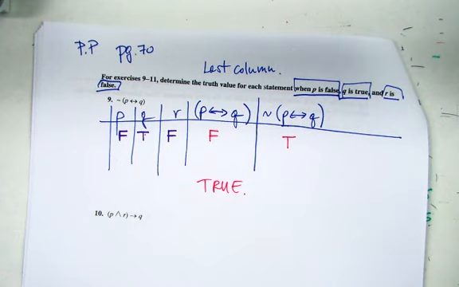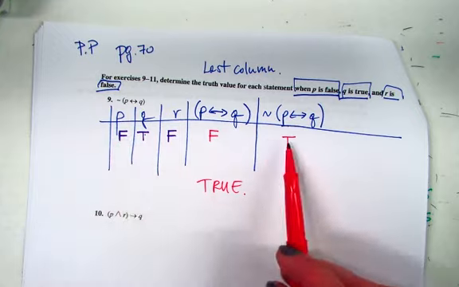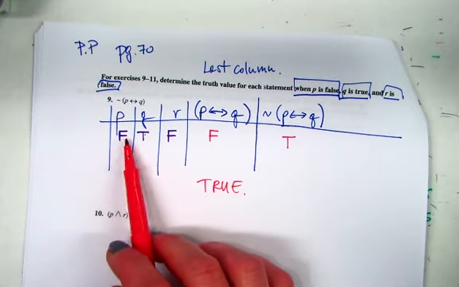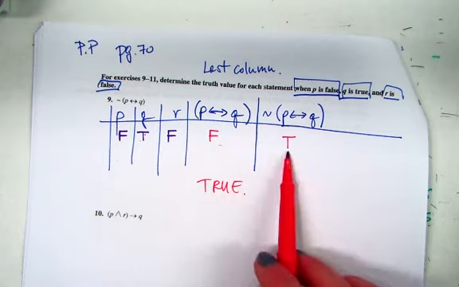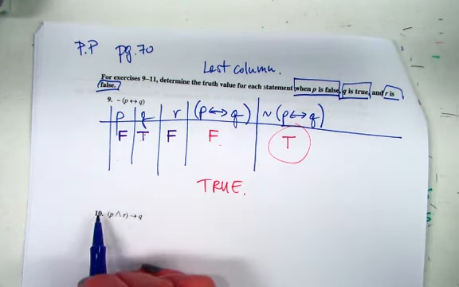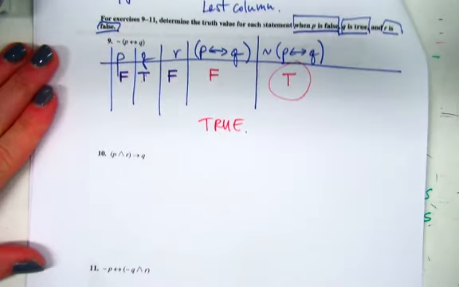Now if you happen to forget how to do this, and you forget that you only need to do one row, you can go ahead and make the entire truth table and just find where it's FTF and then figure out what the last column is. Does that make sense? So what I would like you guys to do right now is try number 10 and number 11. Let's get those two finished.